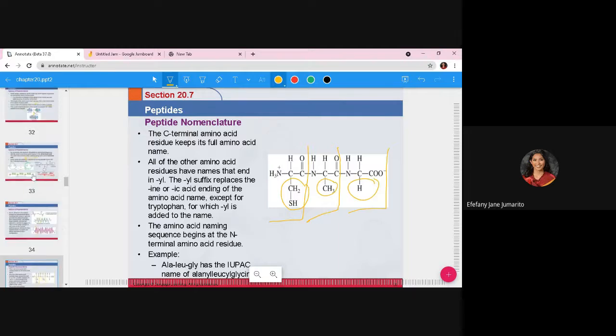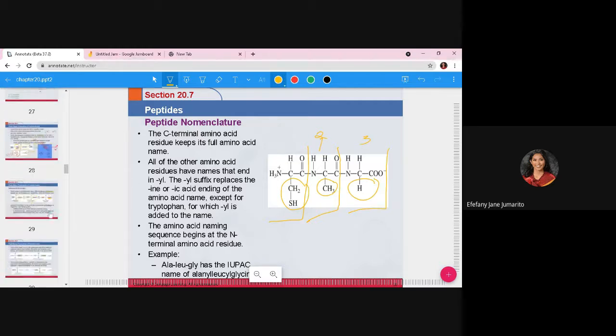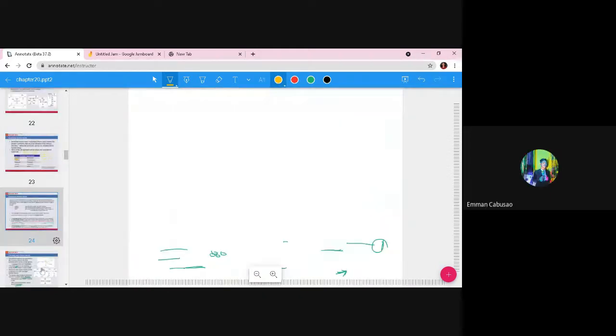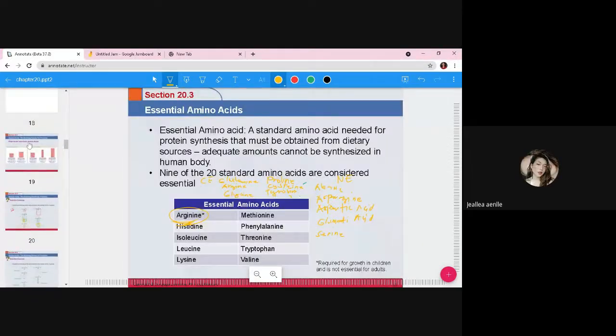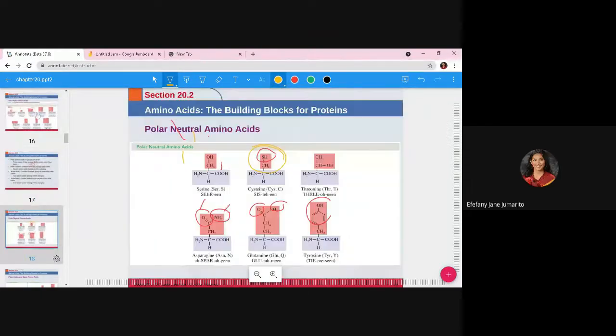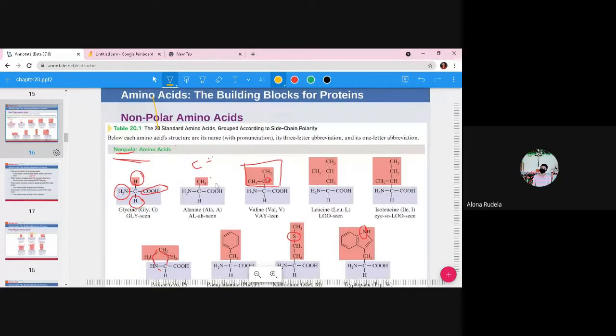Okay, let's find out. Is the second amino acid polar or non-polar? CH3 is non-polar. All right, non-polar, CH3. So what's the name? Alanine. Okay, CH3 is the R group.